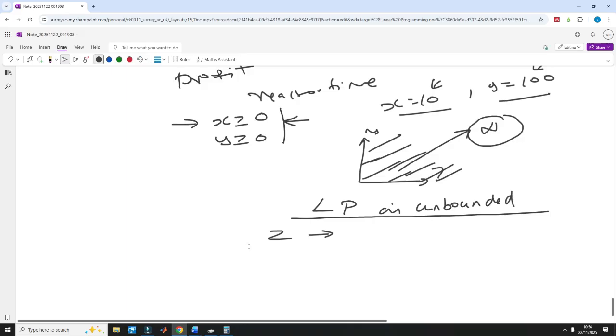But this is not a useful problem. This is a completely weird problem. So we will add some more constraints that will make this problem look a bit more realistic and reasonable from a chemical engineering point of view. I'm going to add a few more constraints. Let's do that.